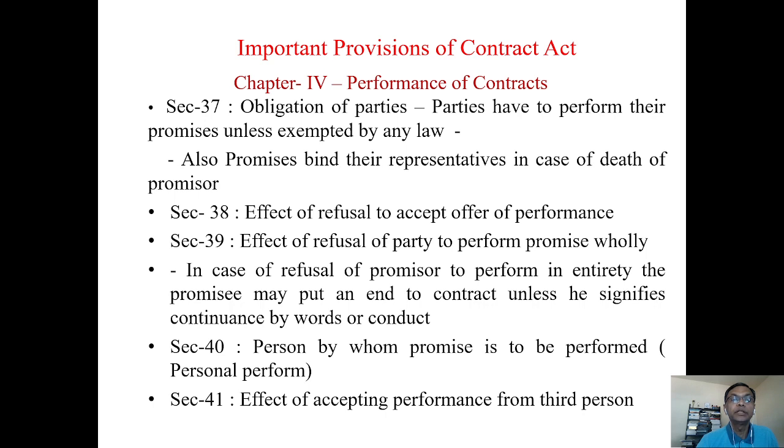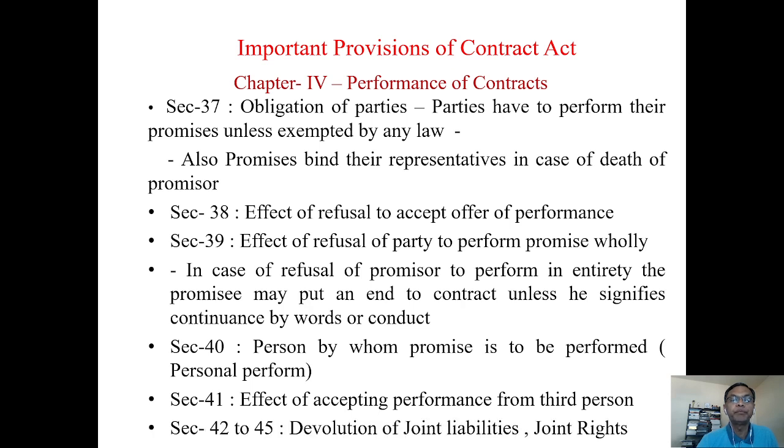Section 41 deals with when a performance is accepted by a third person, then the original person is exempted from doing. Suppose A and B have contracted. Instead of B, A has accepted the performance from C. Then A cannot legally catch B saying that you have not performed, because he has accepted performance from a third party. Sections 42 to 45 of the Contract Act deal with joint promises, joint liabilities, and joint rights.